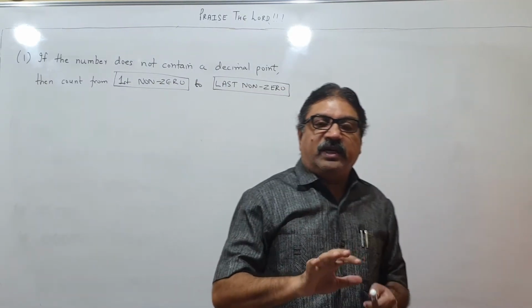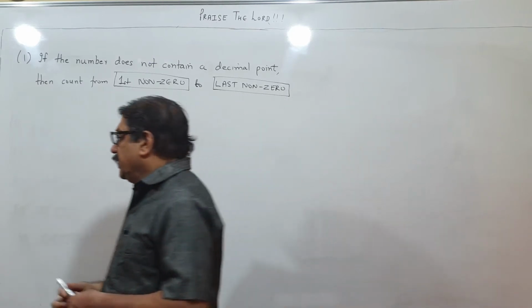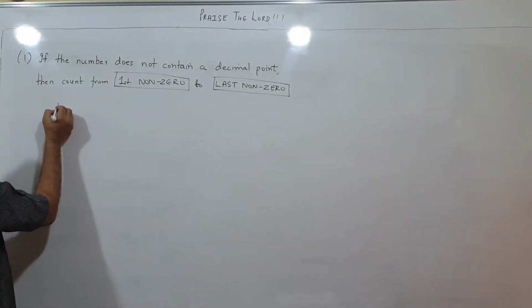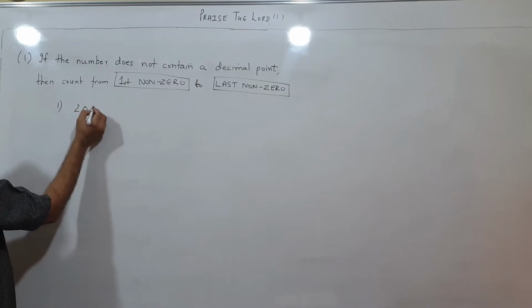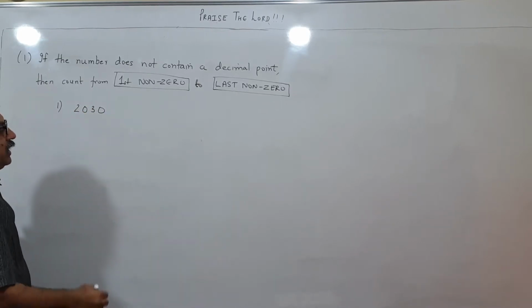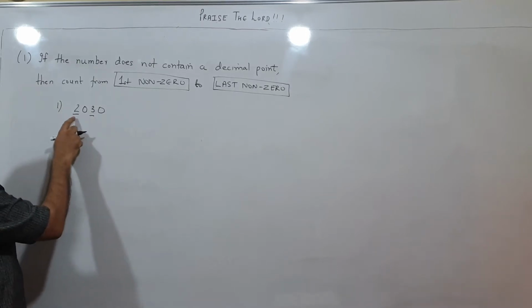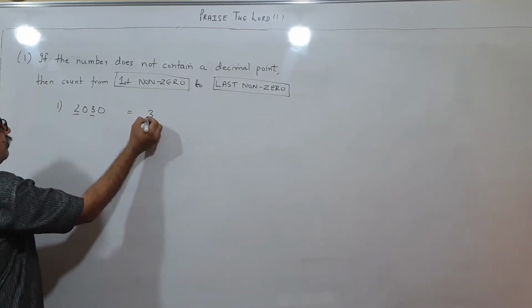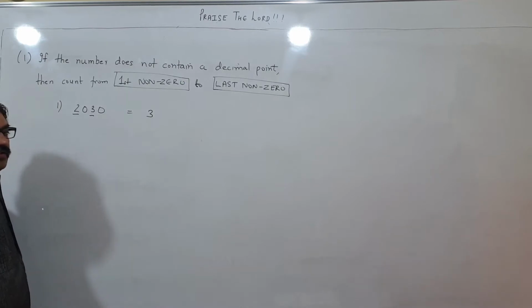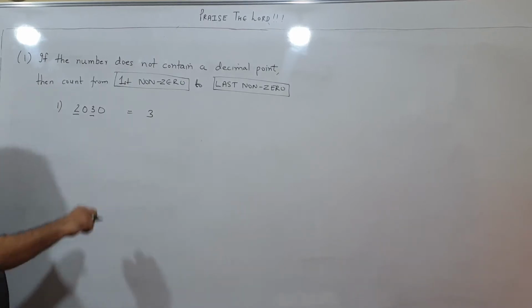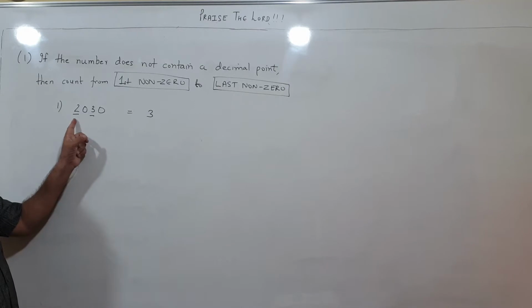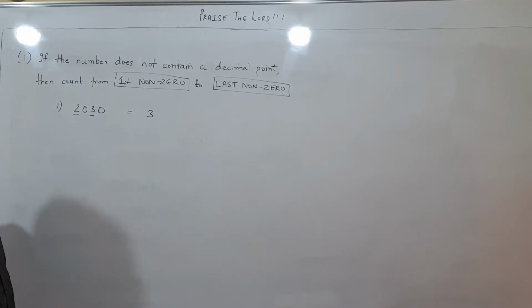If a number does not contain a decimal point, say your number given to us, example I am taking up, if the number is 2030, then count from first non-zero to last non-zero, from here to here. So 1, 2 and 3, so that will be 3. 3 number of significant digits will be there in this number because it does not have a decimal point. So count from first non-zero to last non-zero.